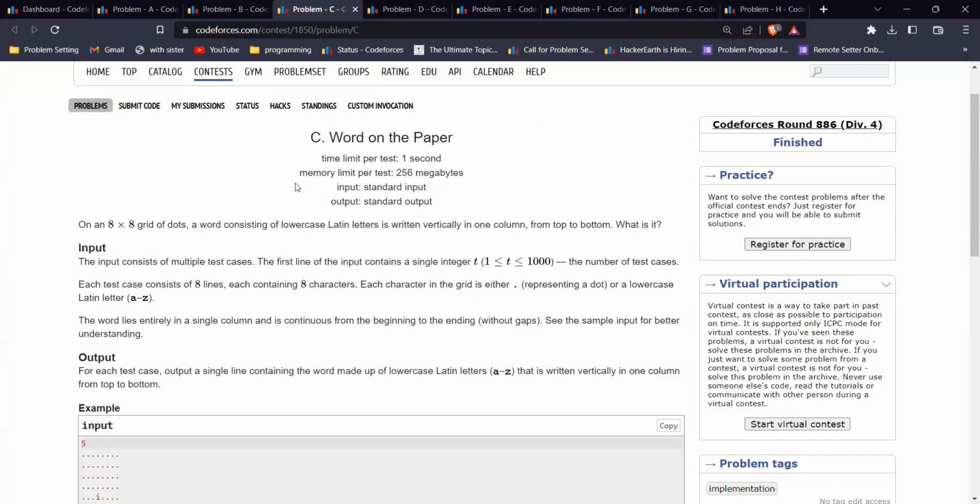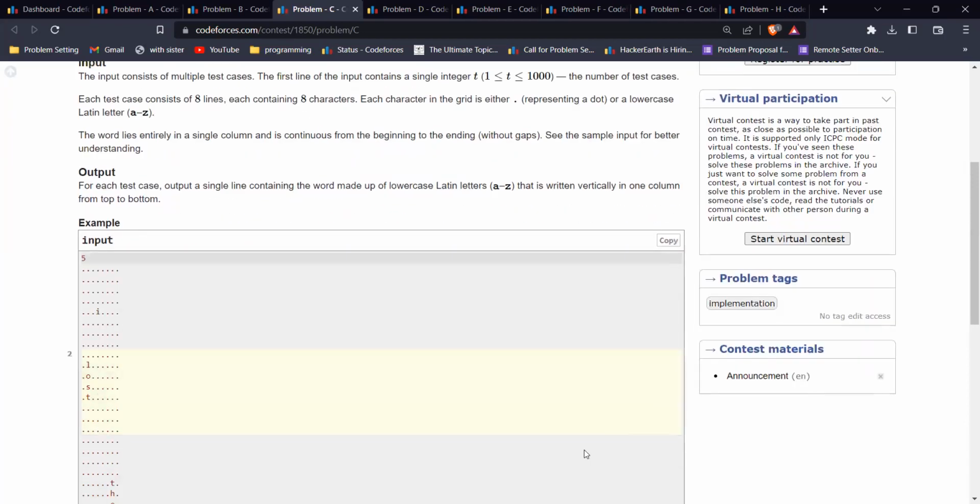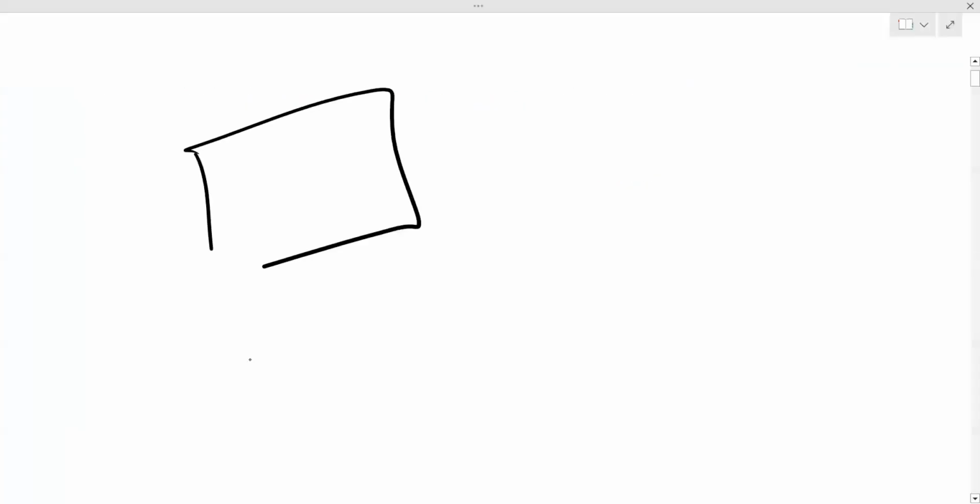So this is the third problem. In this problem, we are given an 8x8 grid of dots and a word consisting of lowercase Latin letters is written vertically in one column from top to bottom. So this is also a simple implementation problem. See, we are given a grid of 8 cross 8. Okay, let me draw this again.